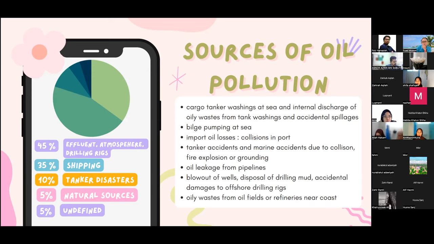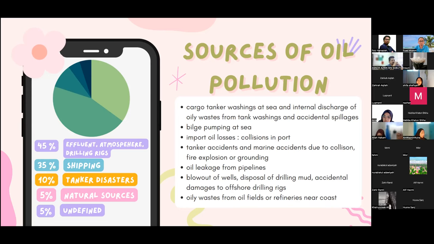So cargo tanker washing at sea, internal discharge of oily wastes from tank washing, and accidental spillage can be caused by people making mistakes or being careless. Or others, oil leakage from a pipeline. It can be because maybe they didn't check the pipeline properly. Okay, beach pumping at sea. Some ships use it to illegally dump toxic waste in the ocean, and it is called beach dumping, which is one of the illegal dumping methods.